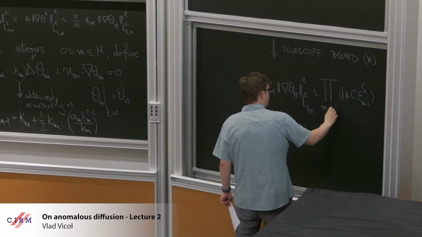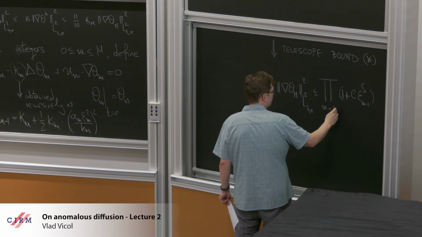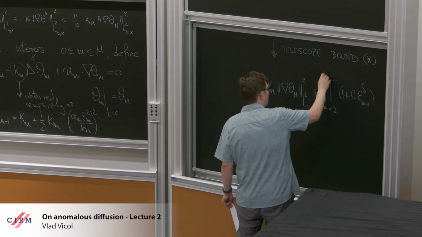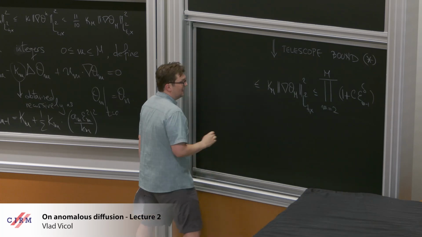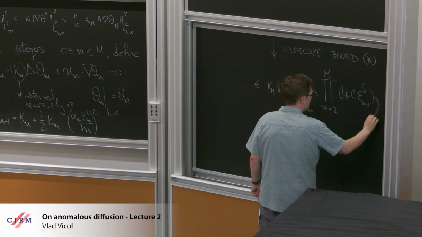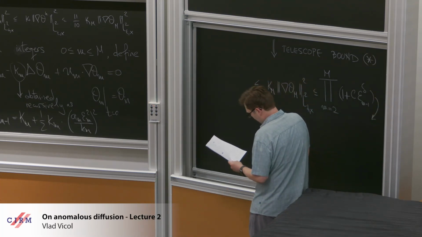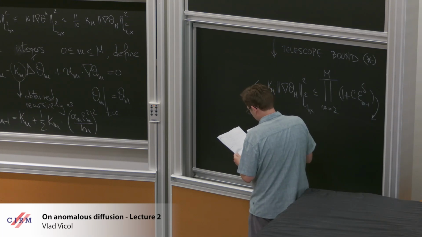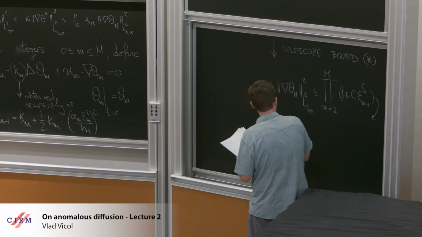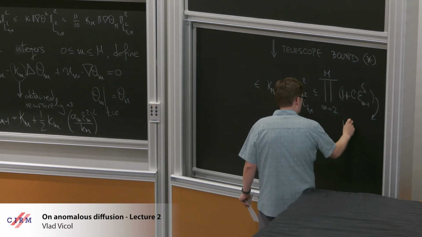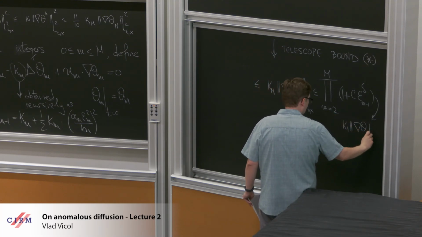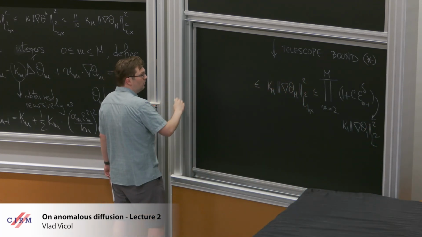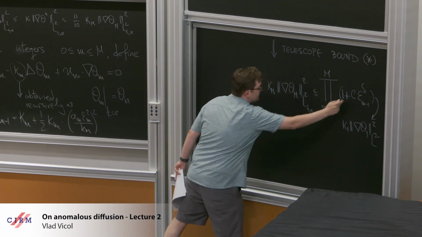The product goes up to capital M times something, times, do we do it with initial data? Yeah. Just a second. No. Times kappa 1 gradient theta 1 L2 squared. And from below, you have the same thing, but with minus.